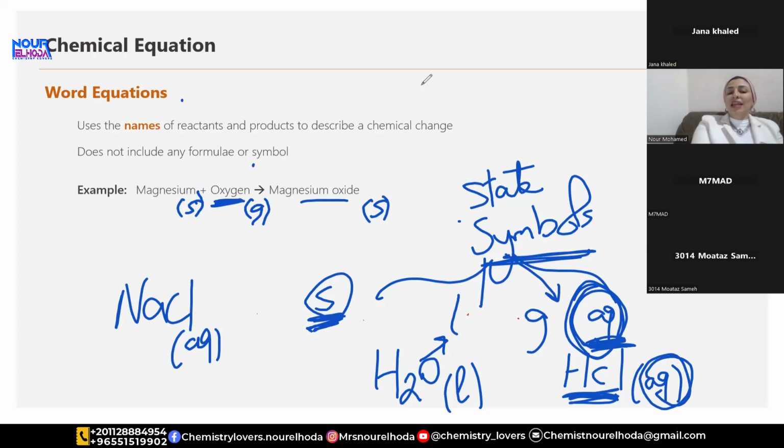Automatic. NaCl, this is the salt that we put on our food. Is it aqueous? It's a solid, am I right? But we don't write solid, we write aqueous, because it dissolves. Exactly.